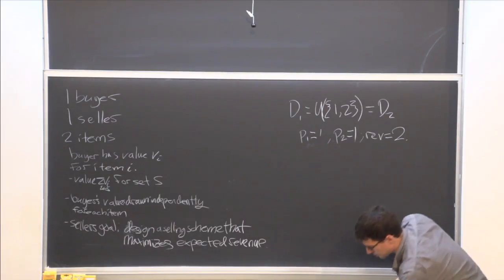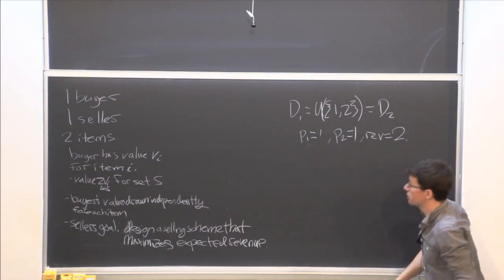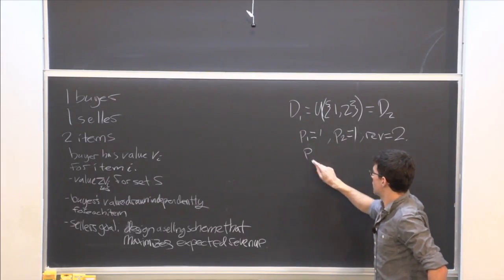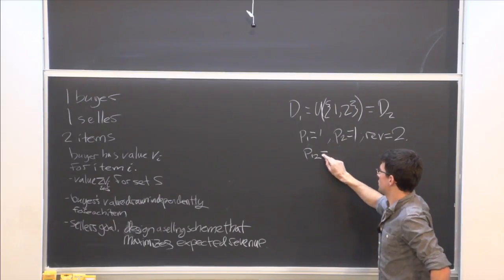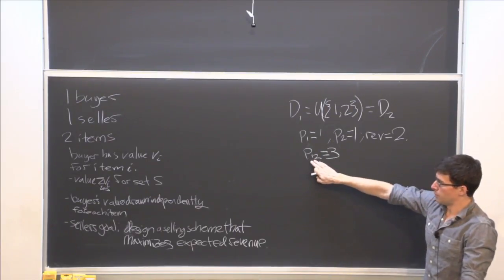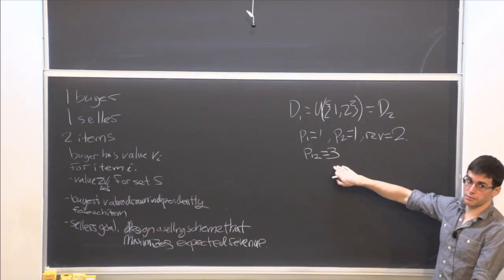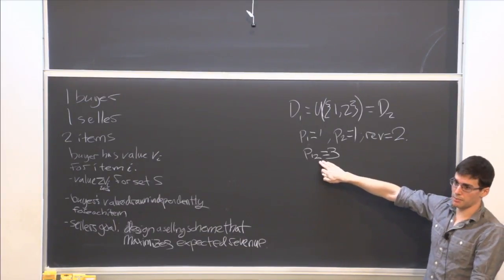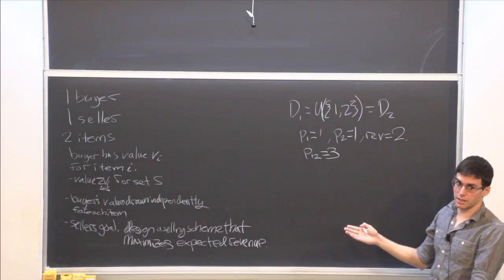And it turns out there's actually a better thing you can do for this example, which is to set a price on both items together at 3. So what this means is that you tell the buyer, you can pay me 3 and you can get both items, or you can pay me nothing and get nothing.